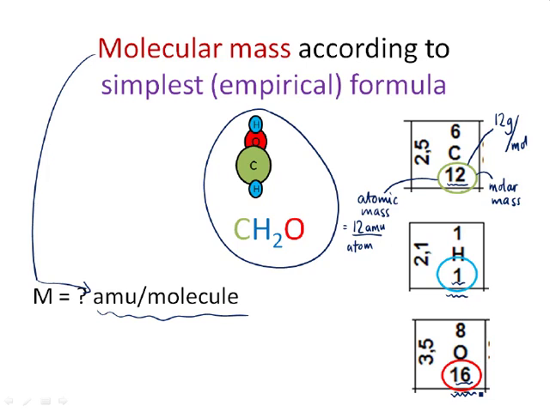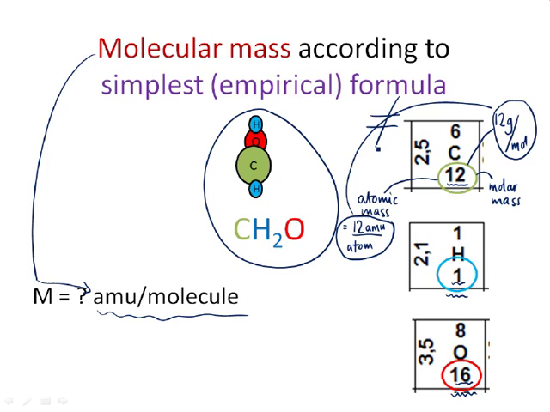16 AMU is the mass of 1 atom of oxygen. AMU stands for atomic mass units. Now, don't fall into the trap of thinking that 12 AMU and 12 grams are the same thing. 12 AMU is not 12 grams. 12 AMU is the mass of 1 carbon atom.